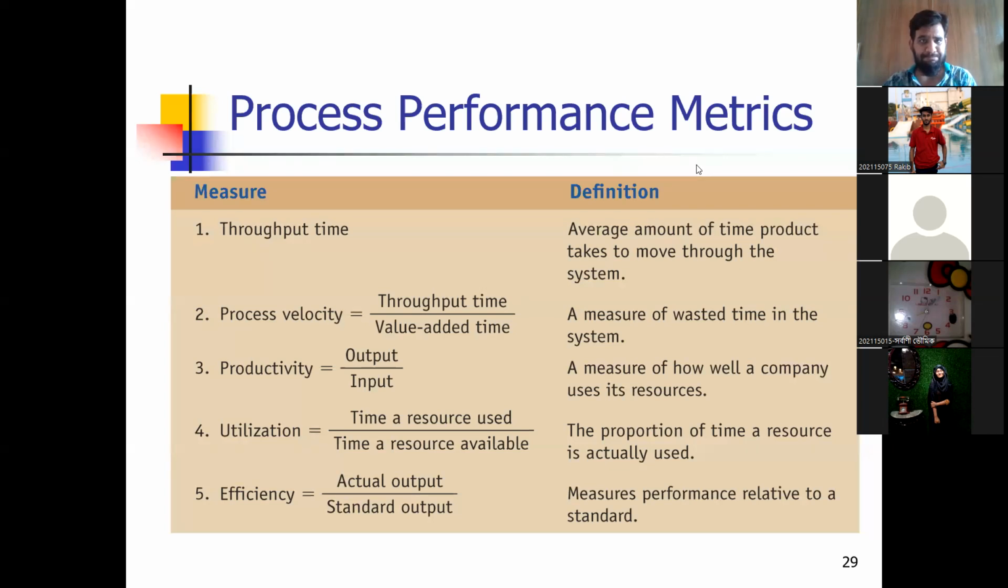So once again, this process matrix is very useful to gauge the performance indicators, whether you are performing good, whether your operation is good or bad, whether your process is good or bad. You will calculate these 5 process matrix. Number one is throughput time. What is throughput time? Throughput time means the average amount of time a product takes to move through the system. একেবারে একটা প্রোডাকশন শুরু থেকে শেষ করতে যে সময় লাগে, this is known as throughput time. Average amount of time product takes to move through the system.